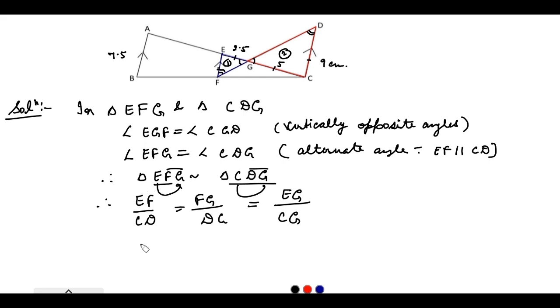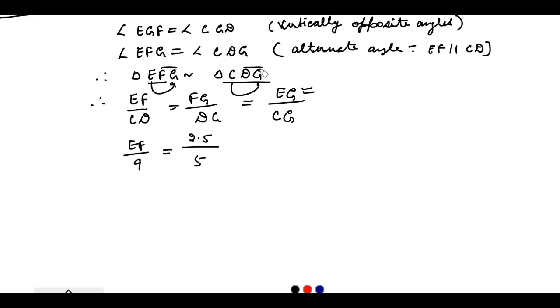Now EF we have to find, CD is 9. FG is neither given nor do we have to find it, so we are skipping this term and considering this term. EG is given, that is 2.5 and CG is 5. So EF is equal to 4.5 centimeter.